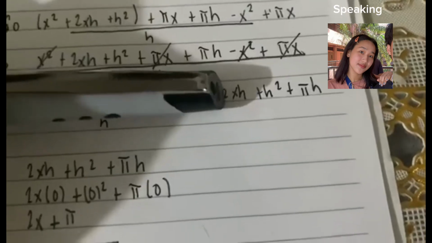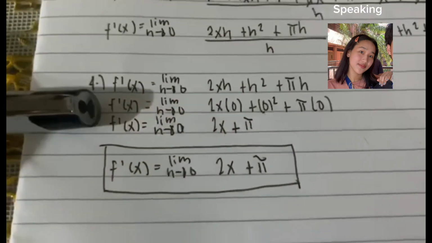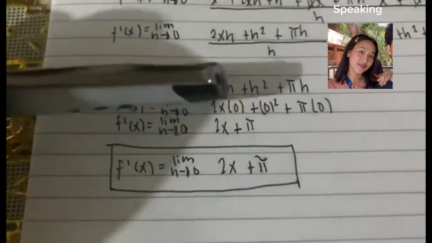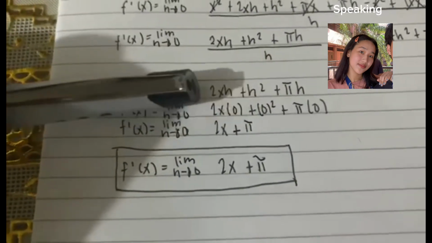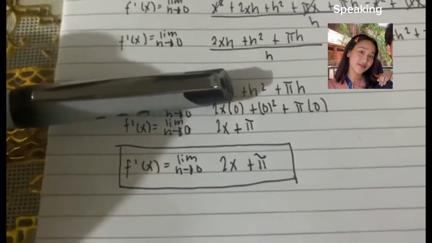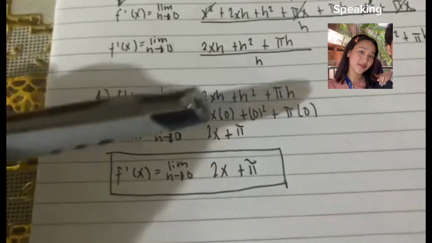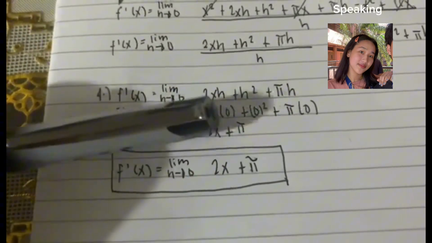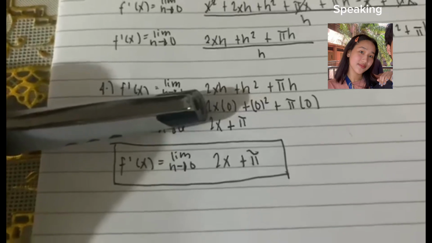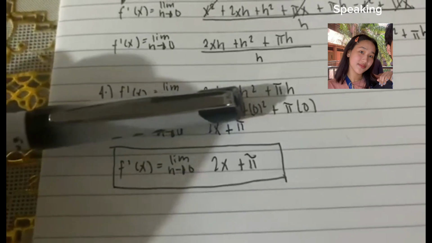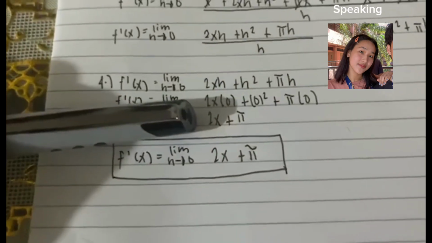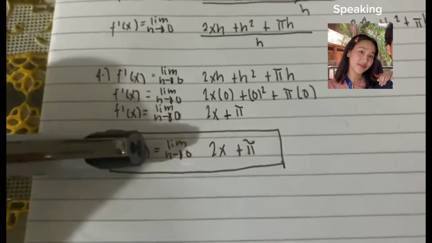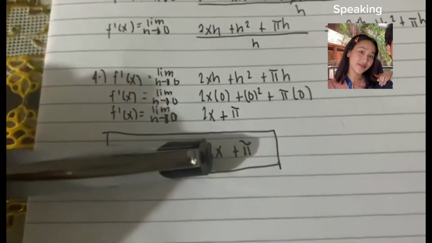Using this, we will substitute everything. We will substitute the h to 0. 2x plus h plus pi. So we will substitute the 0 to h. It will become 2x plus 0 plus pi. So this will be the final answer. F prime of x is equal to 2x plus pi.